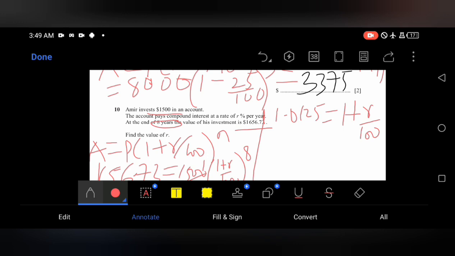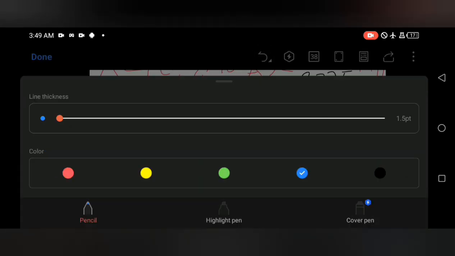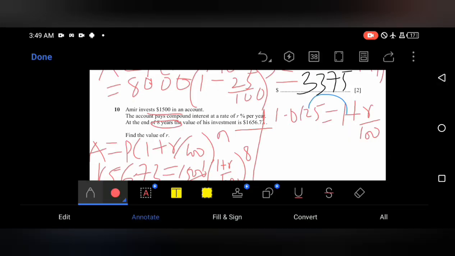So the next thing for us to do is to collect the like terms. By collecting the like terms, it means we take this 1 to the left here. So we have 1.0125 minus 1 equals R divided by 100. So 1.0125 minus 1 will give us 0.0125 equals R over 100.